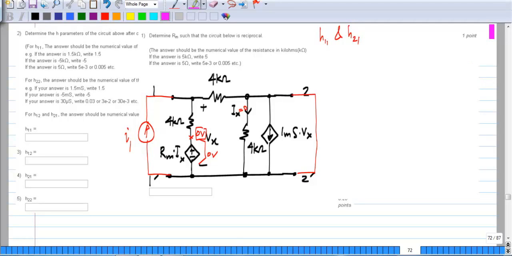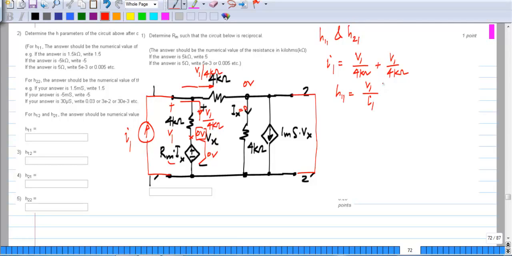Now if you see, this is at 0 volts, this is at 0 volts, so whatever voltage V1 you have here, V1 by 4 kilo ohm flows there and another V1 by 4 kilo ohm flows there, and the sum of those two has to be equal to I1. So I1 will be V1 by 4 kilo ohms plus V1 by 4 kilo ohms. So H11, which is the ratio of V1 to I1 with the second port short circuited, will turn out to be 2 kilo ohms.